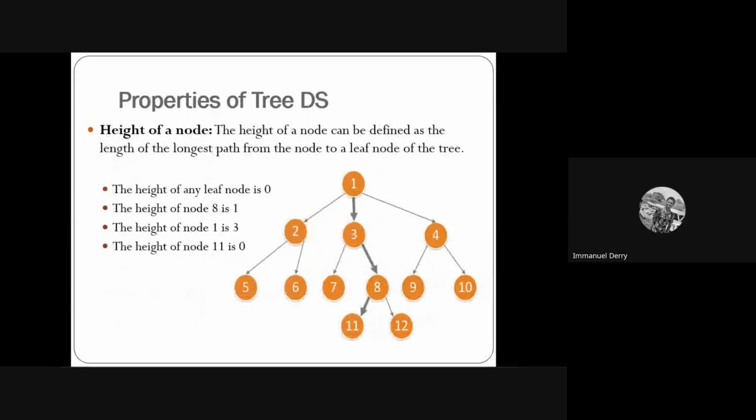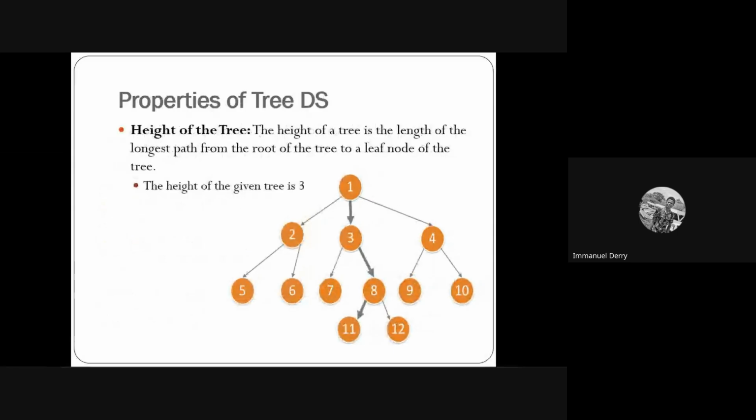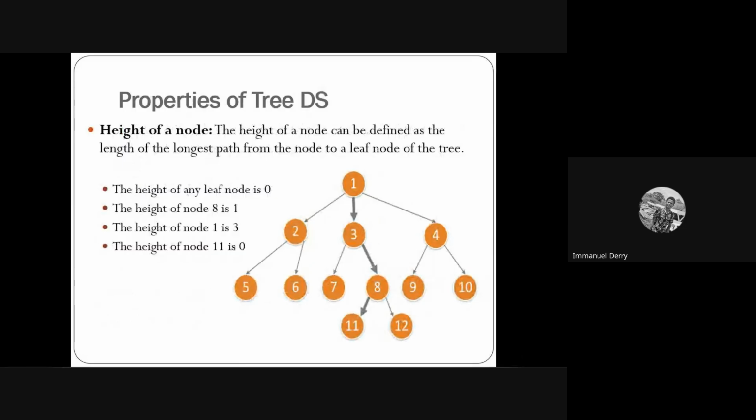All right, so let's move on to the height of the tree. Height of a node, rather. The height of a node can be defined as the length of the longest path from the node to a leaf node of the tree. And the height of any leaf node is always 0. The height of node 8 is 1. The height of node 1 is 3. And the height of node 11 is 0. Does it make sense?